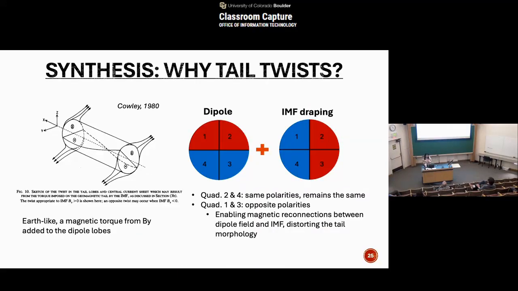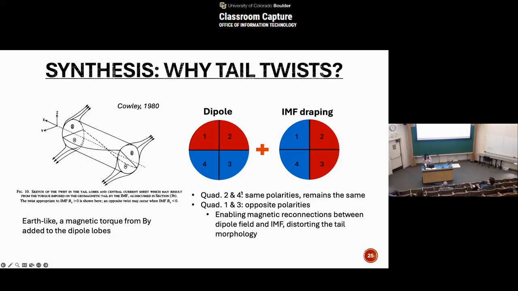So when we have a dipole field, how does it cause the tail twist? There's a theory from back in the 1980s. Actually, I should say, tail twist is also observed at Earth, very far down the tail. The theory back then is that we have this two-lobe structure. When they connect to the IMF in the y direction, it adds a magnetic torque to the tail lobes. So you twist the tail in that direction.